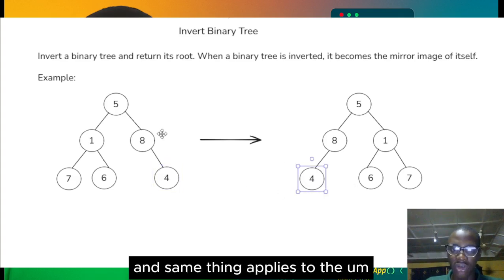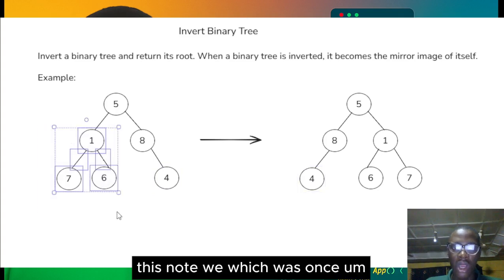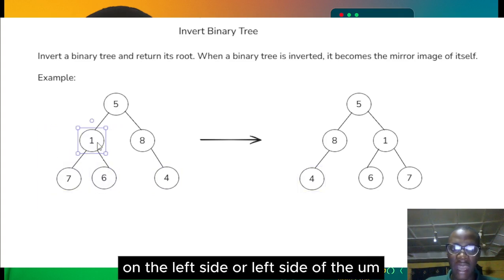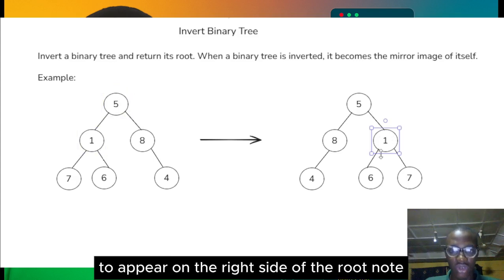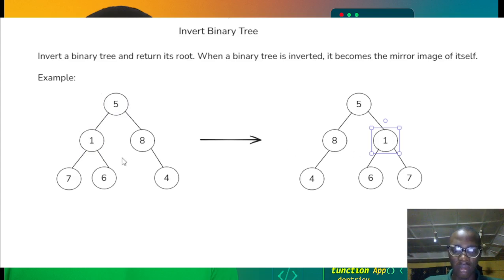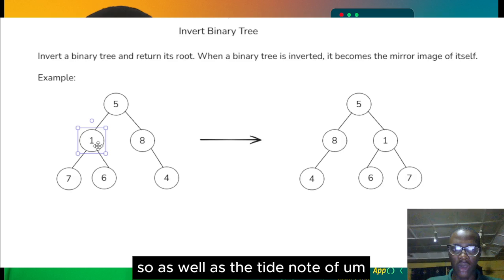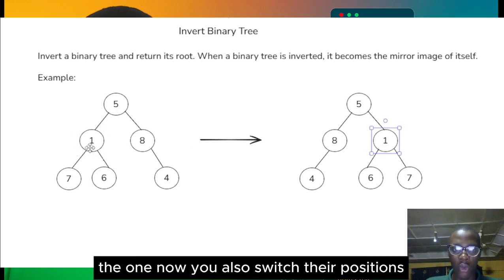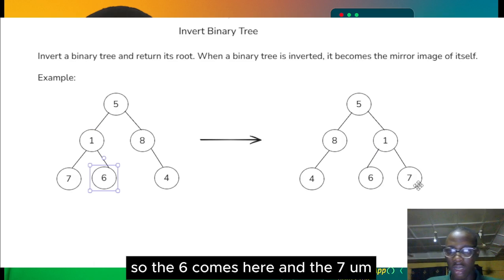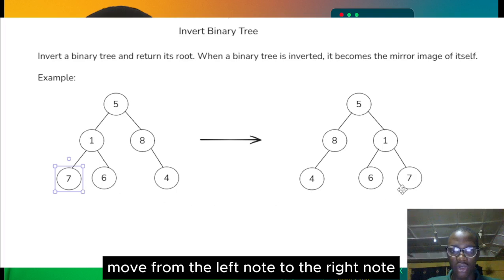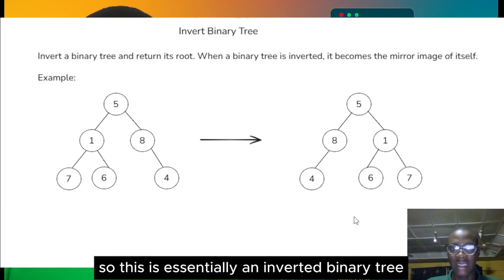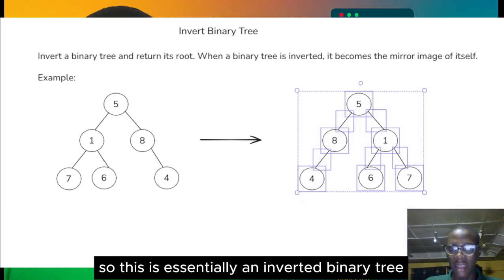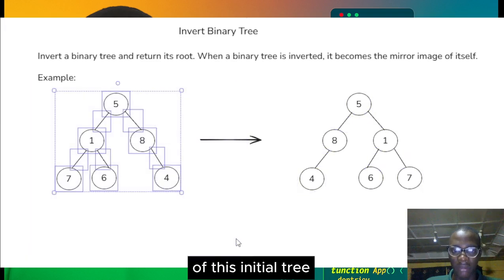The same thing applies to this particular node, which was once on the left side of the root node and will now appear on the right side of the root node, as well as its child nodes. The child nodes of 1 also switch their positions. So the 6 moves from the right node to the left node, and the 7 moves from the left node to the right node. So this is essentially an inverted binary tree of this initial tree.